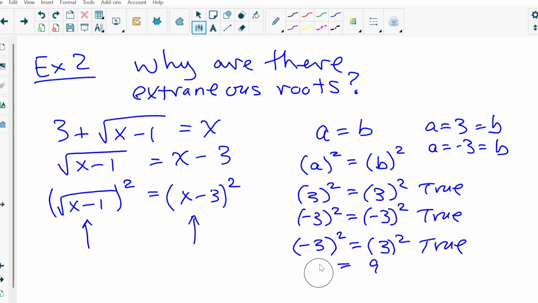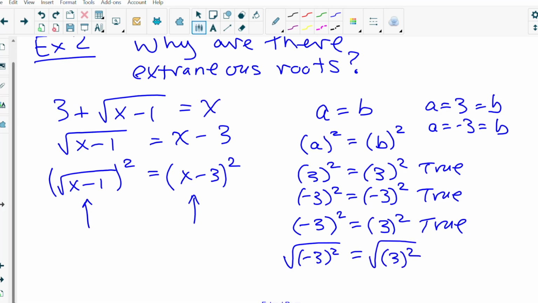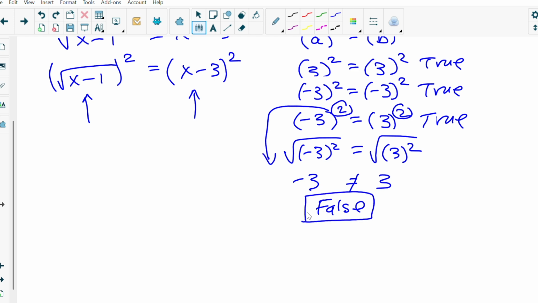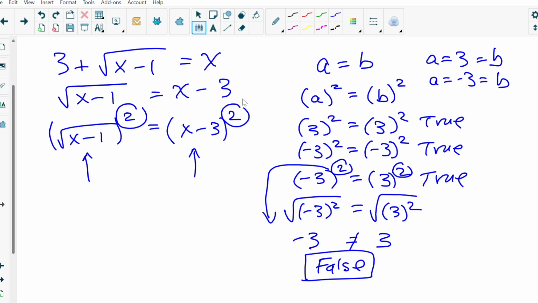But here's the problem. If I reverse this by saying the square root of negative 3 squared, square root of that is negative 3. Square root of that is 3. That's not true. So this is false. So this squaring operation, I cannot reverse it and get a true statement. And this is in essence why we have extraneous roots. When we do this operation, we're squaring both sides.